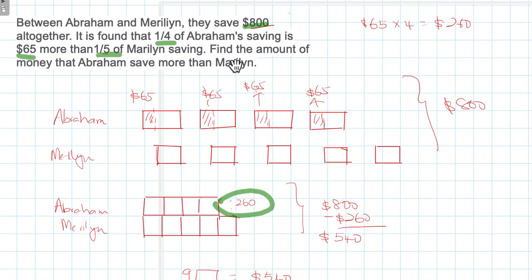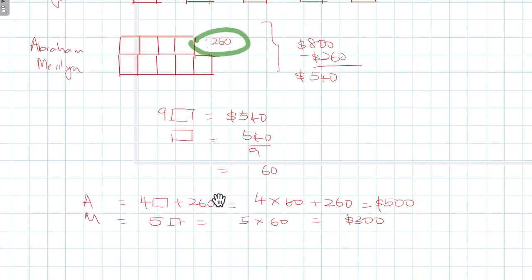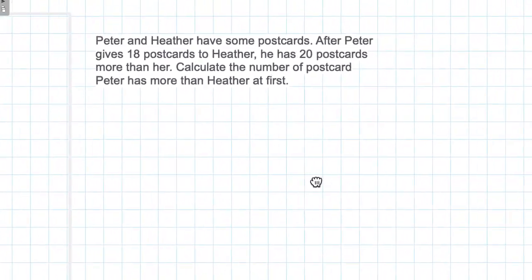So it's asking you what? Find the amount of money that Abraham saved more. So Abraham saved more, right? How much more? So I take $500 minus $300. So Abraham actually saved $200 more. Okay, let's go to the next question.